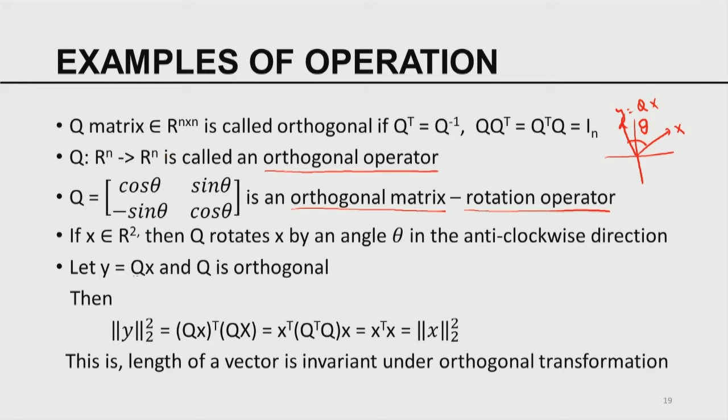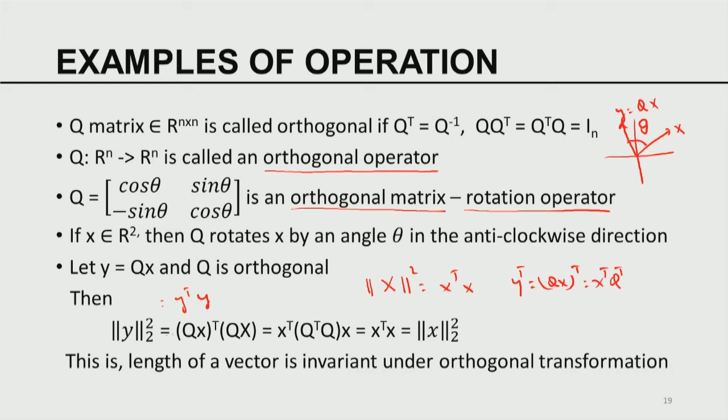So let Y be equal to Q of X, where Q is called an orthogonal matrix. Then the square of the norm of Y: you already know the square of the norm of X is X transpose X. Likewise, the square of the norm of Y is going to be equal to Y transpose Y, but Y is equal to Q of X. Therefore, Y transpose is equal to Q of X transpose. The transpose of the product is the product of the transposes taken in the reverse order. This is X transpose Q transpose.